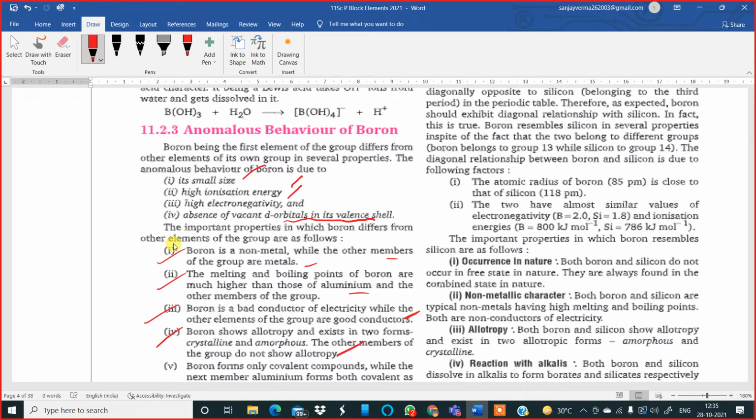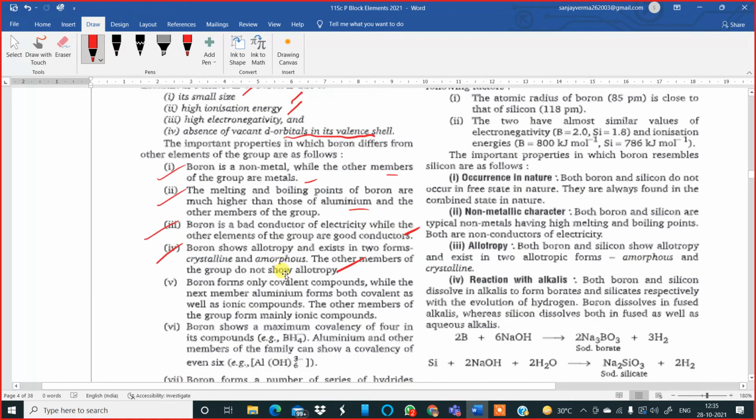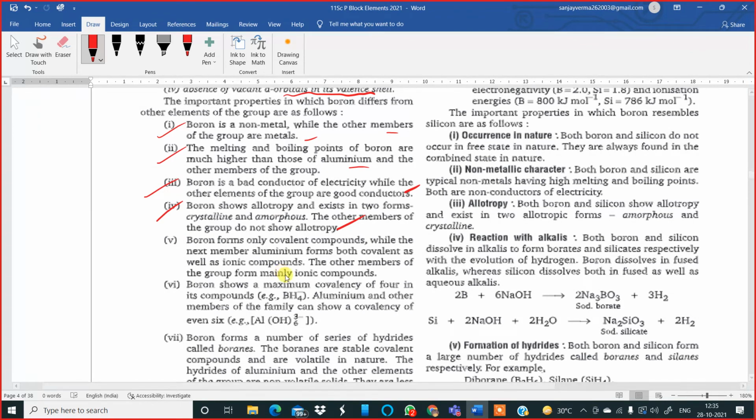Then boron forms only covalent compounds, while the next member, aluminum, forms both covalent as well as ionic compounds. That's why you can talk about it being amphoteric in nature. Boron shows a maximum covalency of 4 in its compounds, BH4 minus. Aluminum and other members of the family can show a covalency of even 6.